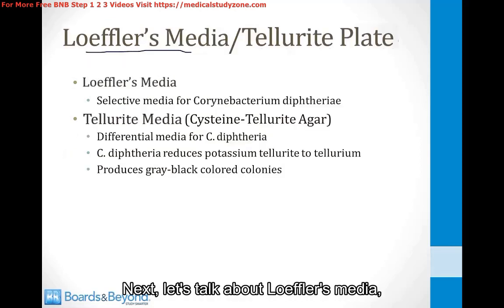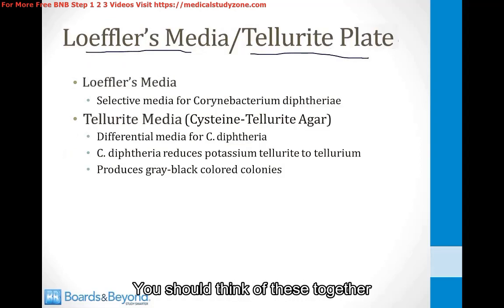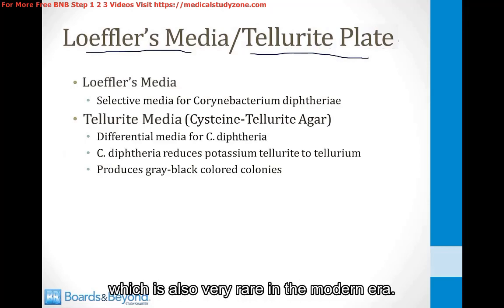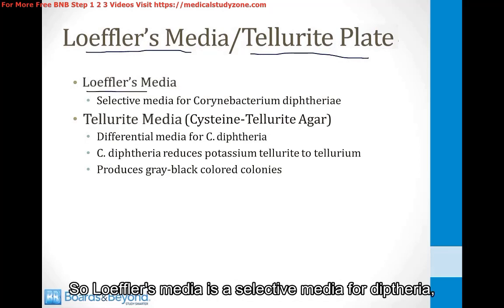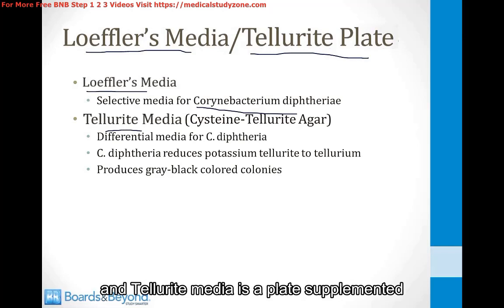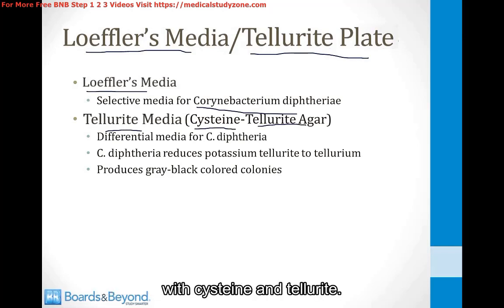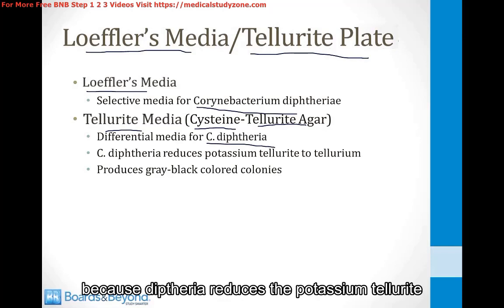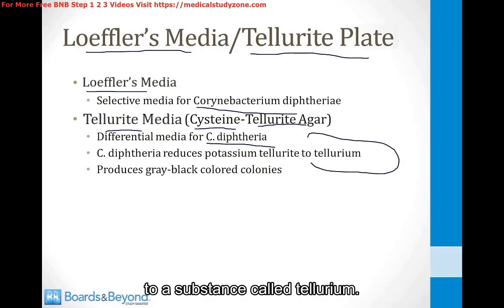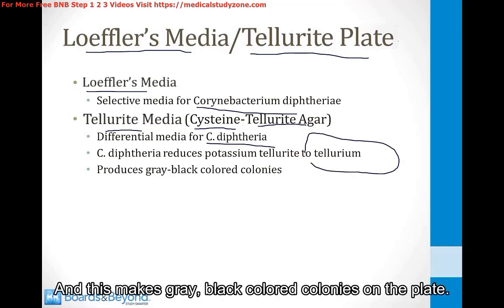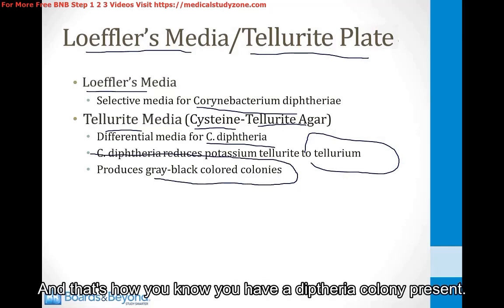Next, let's talk about Loeffler's media or tellurite plates. You should think of these together because they are both used to identify Corynebacterium diphtheriae, which is also very rare in the modern era. So Loeffler's media is a selective media for diphtheria, and tellurite media is a plate supplemented with cysteine and tellurite, and it's differential for diphtheria because diphtheria reduces the potassium tellurite to a substance called tellurium, and this makes gray-black colored colonies on the plate, and that's how you know you have a diphtheria colony present.